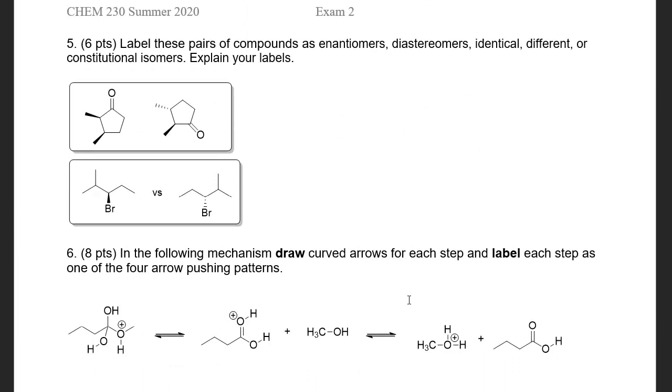For the next, label these as enantiomers, diastereomers, or different. Explain your labels. For this one, there's a couple different ways you could do it. You could draw the mirror image. So if you were to turn this one, you could basically see if that's a mirror image reflection pretty easily, basically lining it up there.